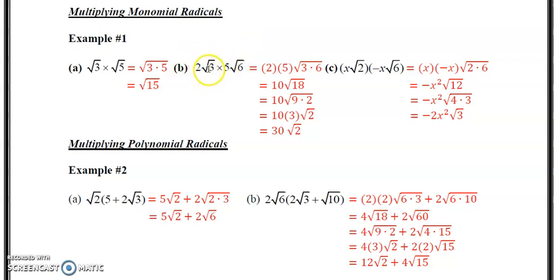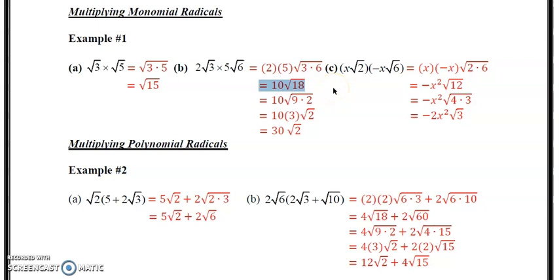So we have 2 square root 3 multiplied by 5 square root 6. So we take the 2 and the 5, we multiply those together, it becomes 2 multiplied by 5. And then we multiply the square root of 3 by the square root of 6. That all goes underneath the radical sign, so that's the radicand. And that becomes 3 multiplied by 6. So 2 times 5 is 10, and 3 times 6 is 18. So our answer is 10 square root 18.